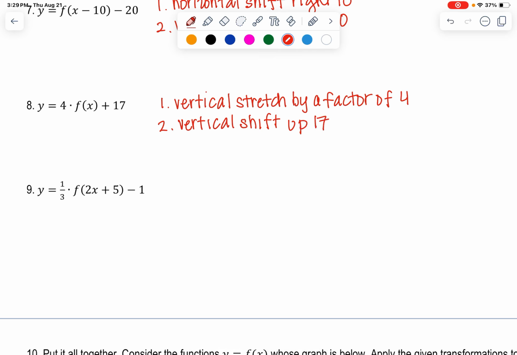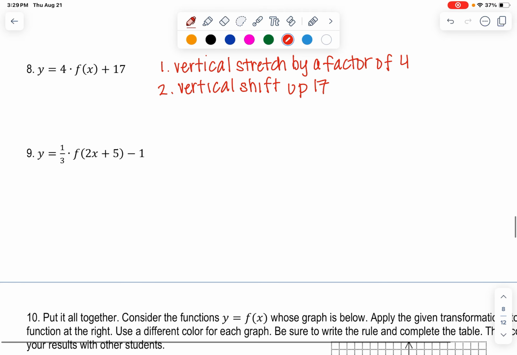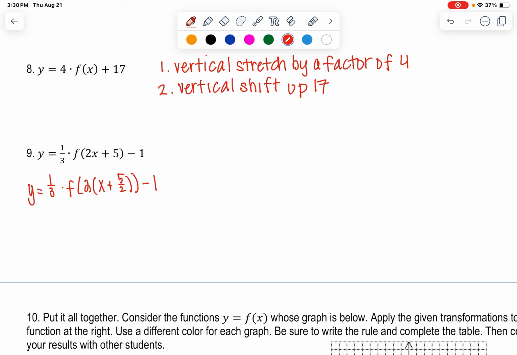All right, last one. This one is slightly different because if you look at the ones that we were doing, we didn't have any b-values to use. This one has a b-value, and the b-value must always be factored out so you get your horizontal shift right. So let's go ahead and factor out that b-value. We have y equals 1/3 times f of, we're going to factor the 2 out of both of these terms. Factoring a 2 out of a 2x is x. Factoring a 2 out of a plus 5 is 5/2. Remember, factoring out is the same thing as dividing out. If it was a 6, I would do 6 divided by 2. 5 is just not divisible by 2. And then minus 1.